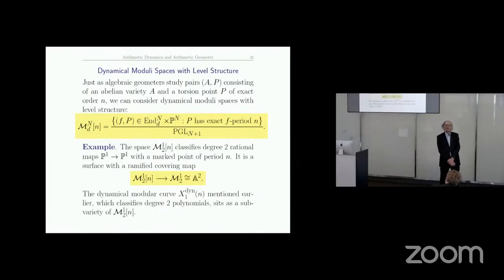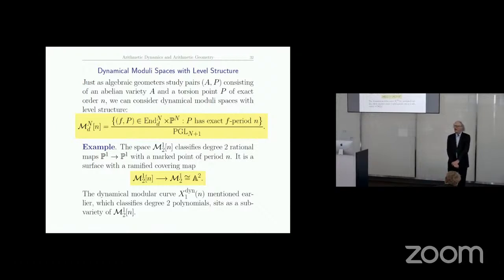As an example, M_2^1(n), what does that classify? It's just degree 2 rational maps from P1 to itself. So just ratios of quadratic polynomials with a marked point of period n. If I throw away the marked point, I just get a map down to M_2^1, which, as I mentioned before, is the affine plane. So M_2^1(n) is a finite ramified cover of the affine plane.